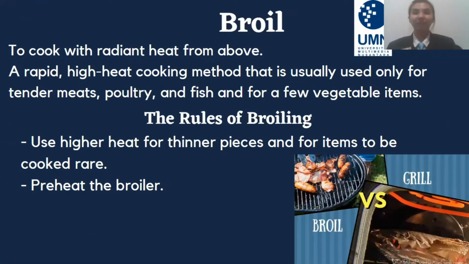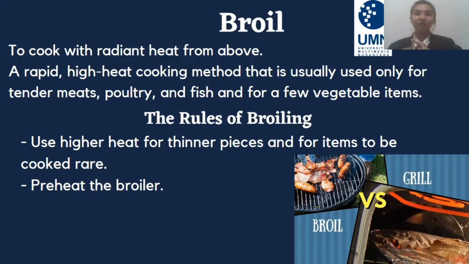The second one is broil. To cook with radiant heat from above. A rapid, high-heat cooking method that is usually used only for tender meats, poultry, and fish, and for a few vegetable items. And I want to explain several rules of broiling.